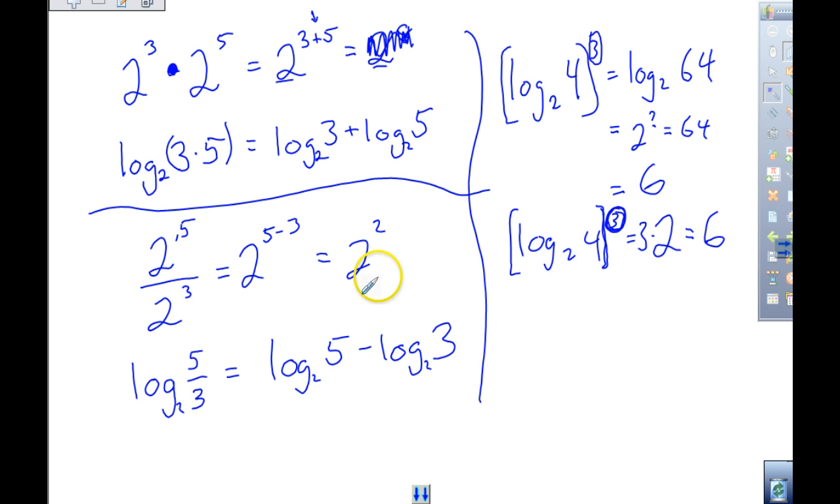So those are the 3 properties you're going to be using today. It's really just to manipulate things around so they're easier to solve. That's the main point. And we'll introduce variables and solving equations later on.